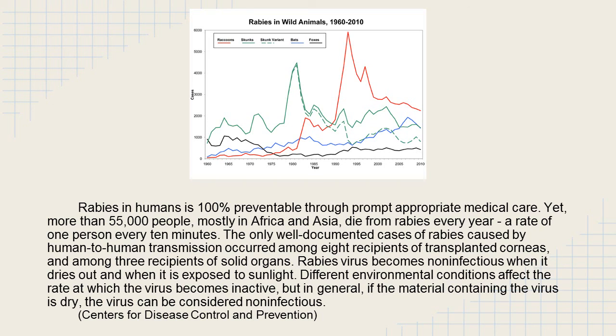Rabies virus becomes non-infectious when it dries out and when it is exposed to sunlight. Different environmental conditions affect the rate at which the virus becomes inactive, but in general, if the material containing the virus is dry, the virus can be considered non-infectious. So that is the rabies virus.